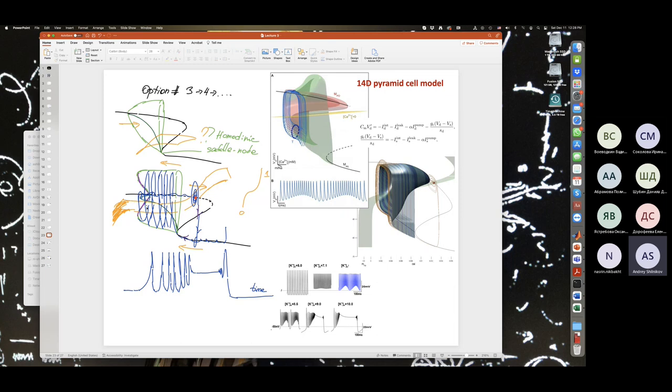This on the left-hand side is just a phenomenological scenario, but that scenario was, I don't want to say implemented, it was observed in a very specific 14-dimensional pyramidal cell model, right? And I developed a technique that basically allows you to reveal the topology of these manifolds.